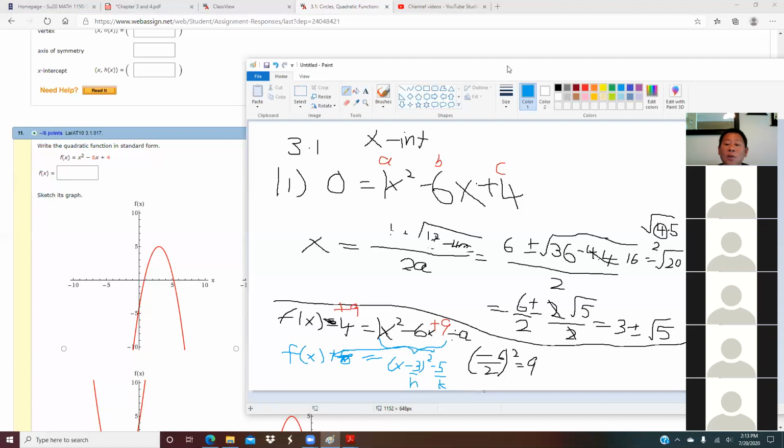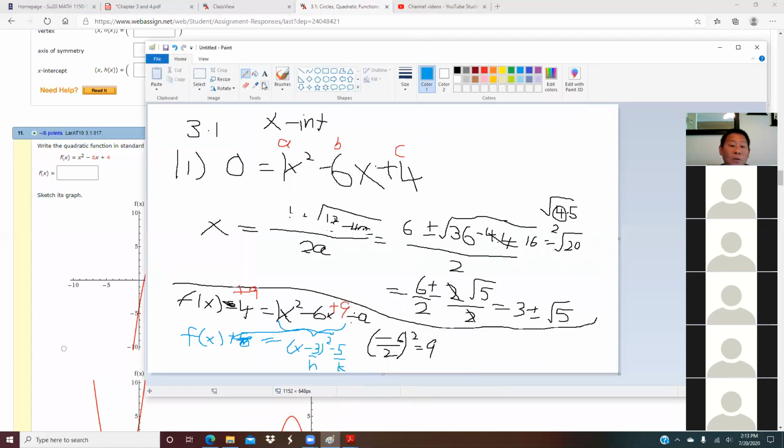So there is also another way for you guys to do this, what we call the vertex formula. So the vertex formula says -b over 2a, and then f of -b over 2a.